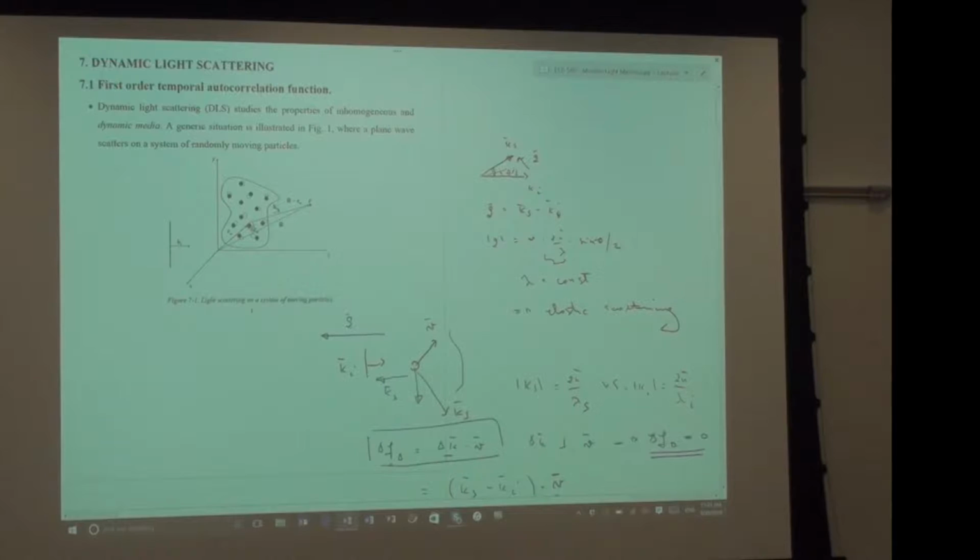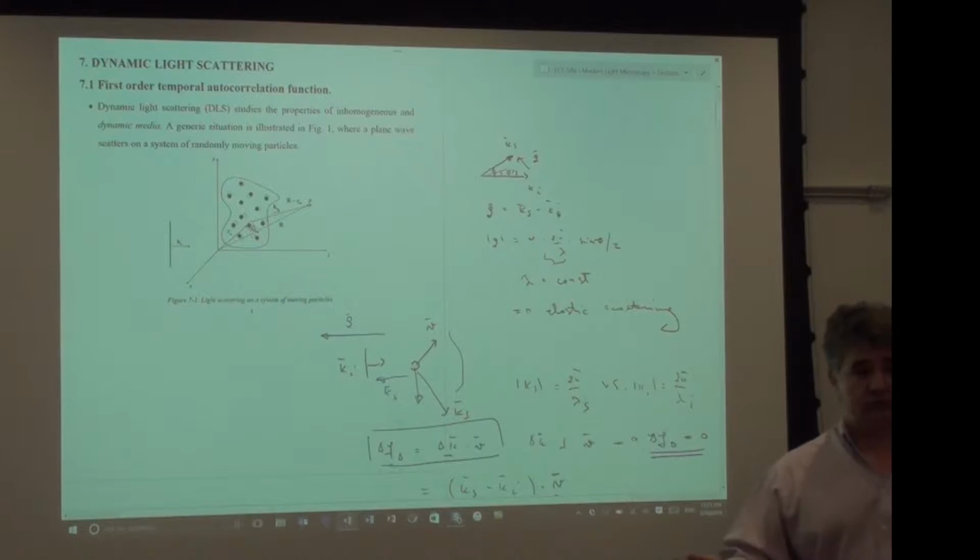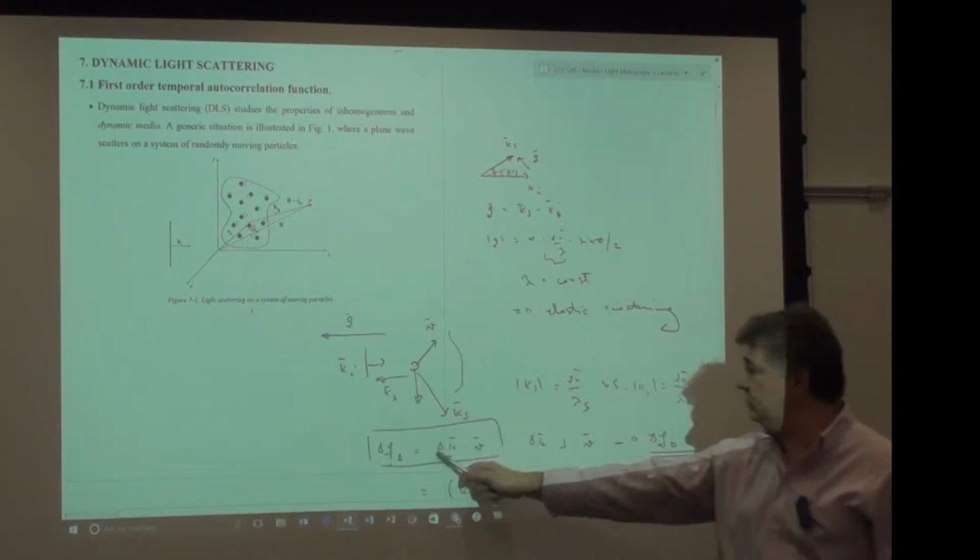There are two classes of applications, as I mentioned. One, I put small particles in water, big particles in water. I do this experiment, which one is going to give me higher frequency shifts? Small ones. Why? Because for the small ones, we assume Brownian motion, we assume diffusion, right? The smaller ones move faster. So they will give me higher frequencies.